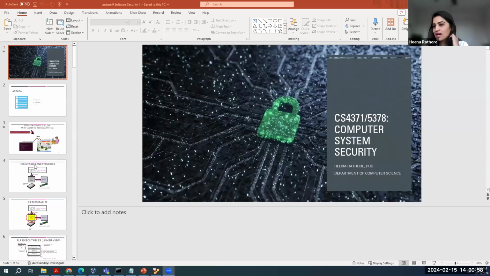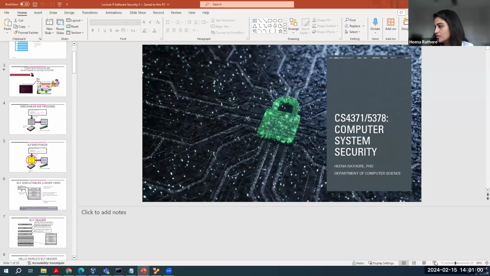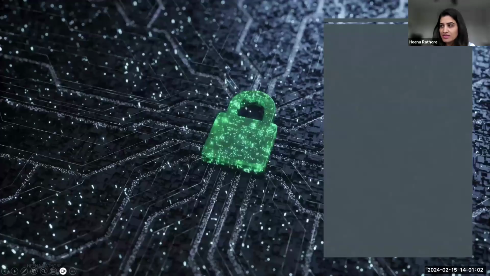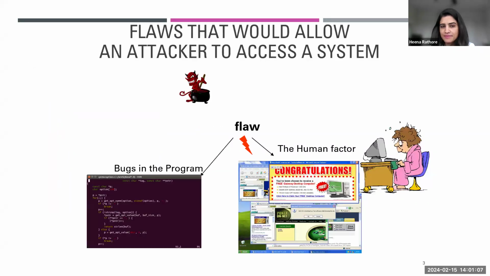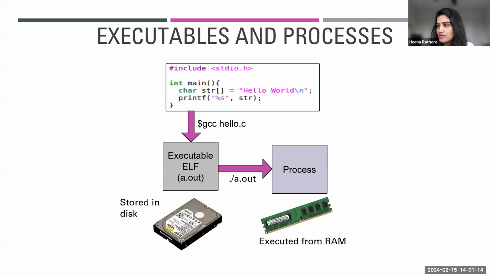Okay, so last class we discussed program binaries. We also discussed how flaws can be introduced when we are writing programs, either through humans or bugs. We understood that when we write a C program, two different versions of an object file are created. It can be looked at as an executable view or as a linker view.